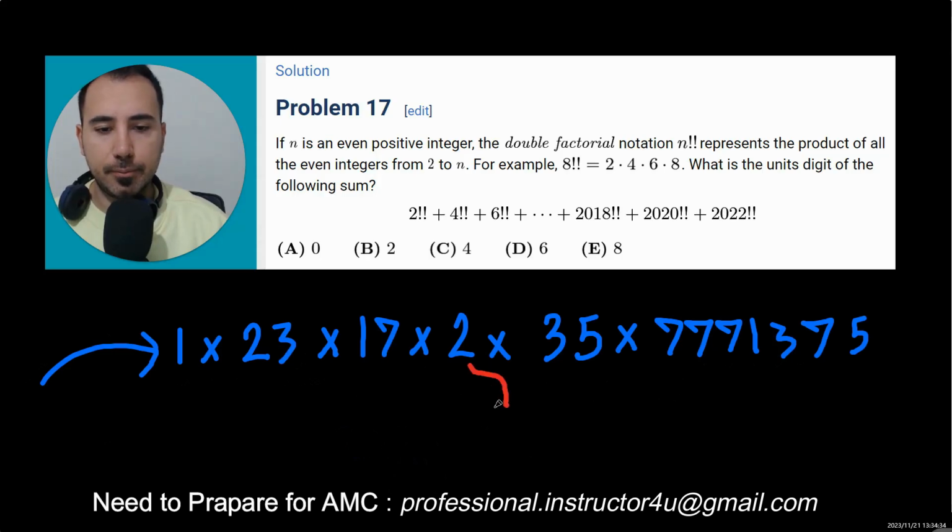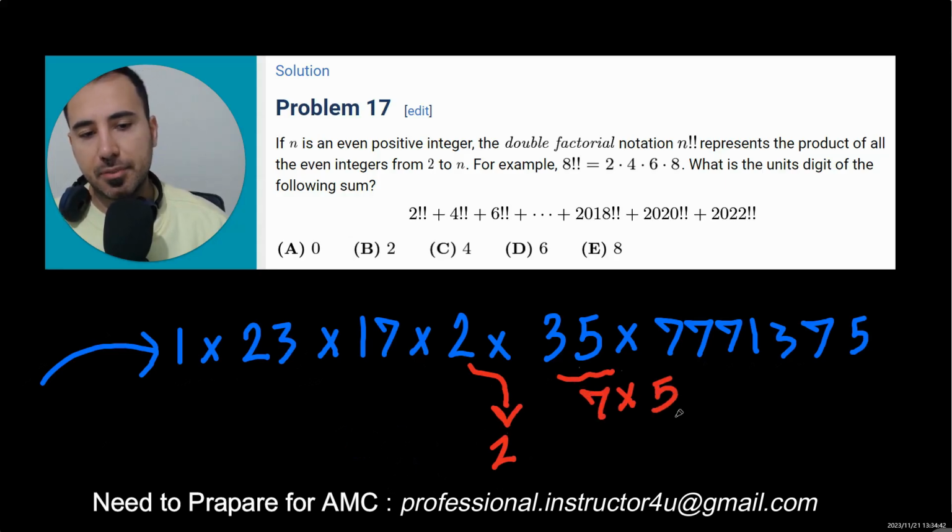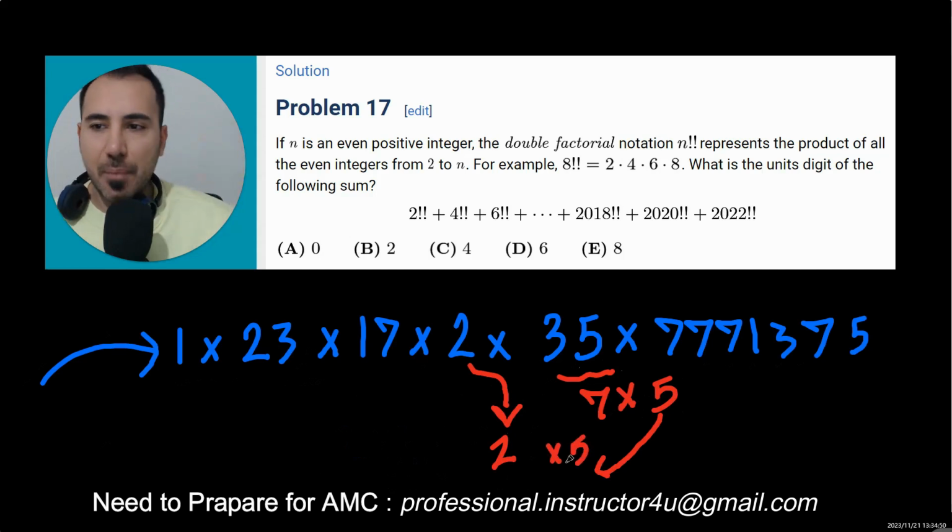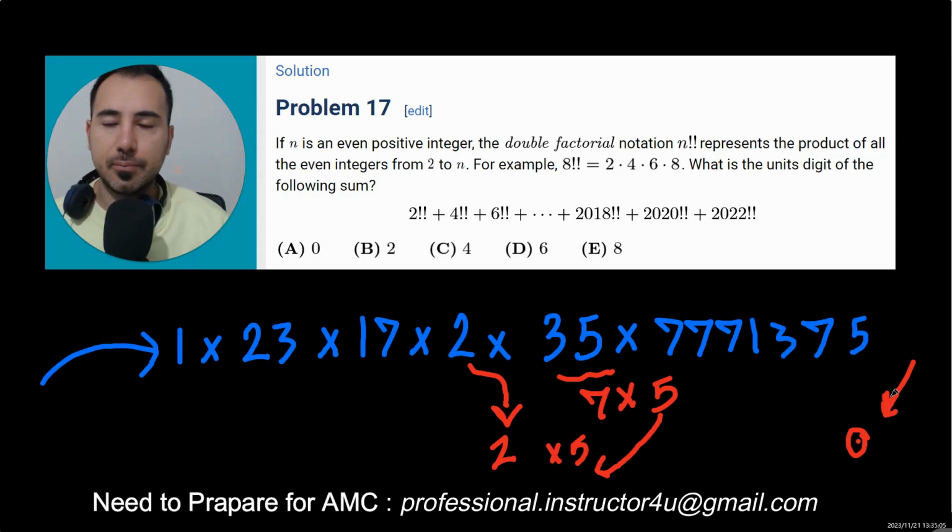There is a 2 here, and 75 has a 5 in it. It's 7 times 5. So that means there is going to be a 2 times 5, and the rest doesn't matter. Infinite number of 9s, infinite number of whatever you just imagine. Because there is a 2 and there is a 5, okay, the units digit will be 0. The number on the farthest right side has a 0 in it. Okay, so this is the same concept in this question, okay?